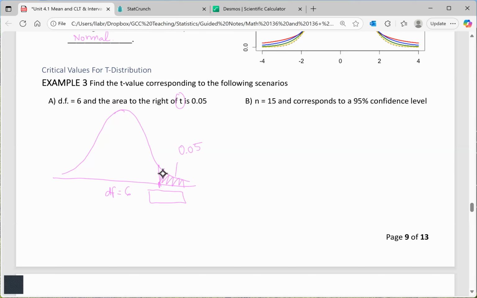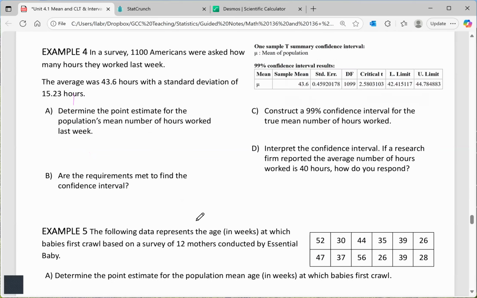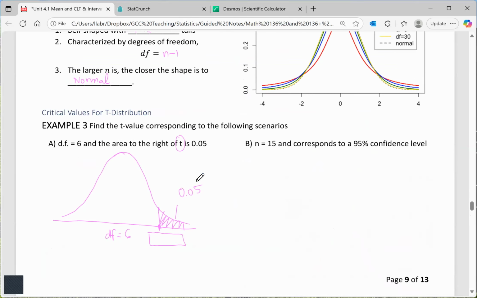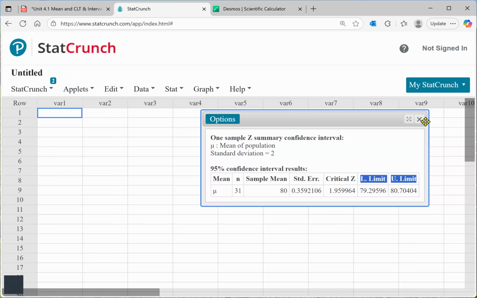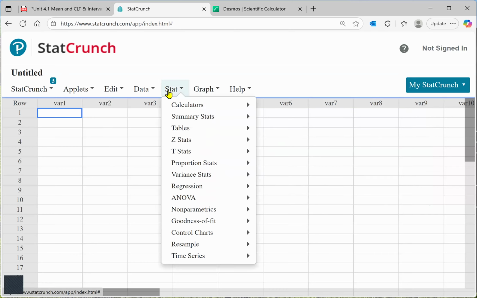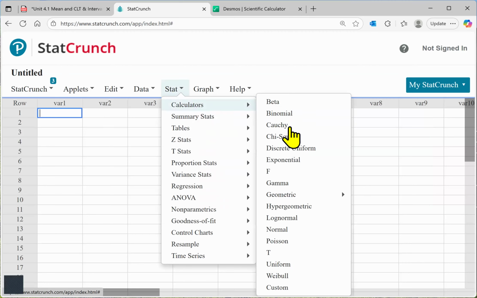And notice how familiar this picture looks. Because now what we're saying is we're going to use StatCrunch to find this value by writing out our probability statement. This is the probability that your random variable, which in this case is T, lands to the right of this unknown value, and that probability has to be 0.05. So let's type this into StatCrunch. I'm going to go to Stats, Calculators. Anytime you have a picture like what we drew, you go to Calculators, and you select the distribution that you're using. We are using a T distribution now.